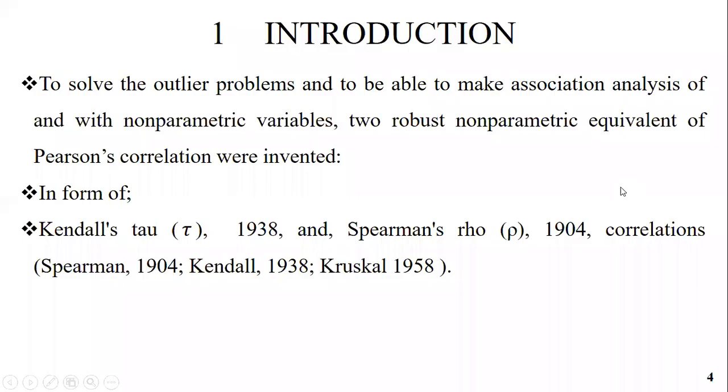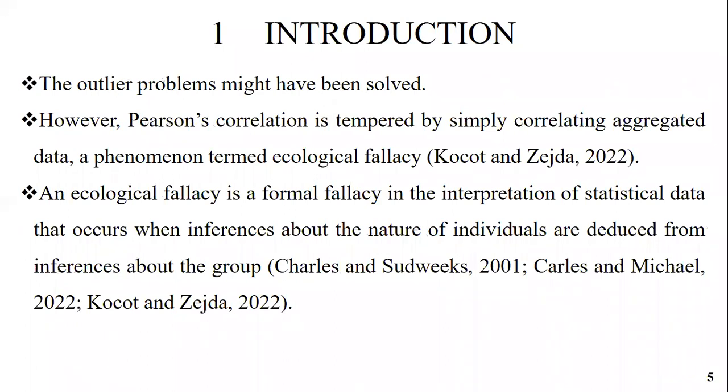To solve the outlier problem and to be able to analyze non-parametric as well as parametric variables, two other statistical association tests were invented in form of Spearman's rank and Kendall's tau. The outlier problem had been solved by these two inventions. However, Pearson's correlation is still affected by another factor called ecological fallacy.